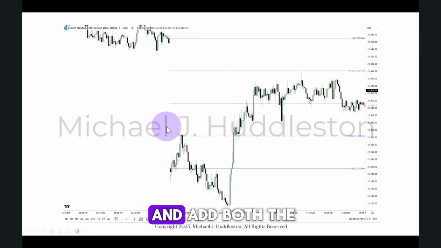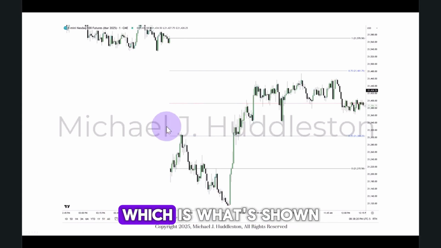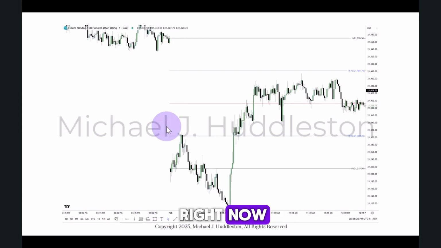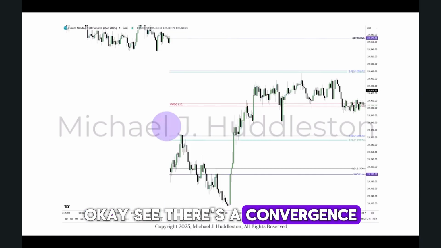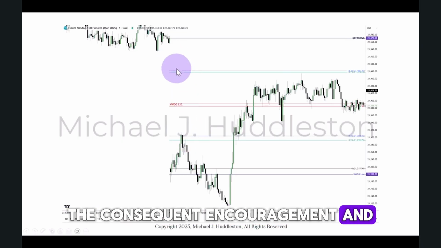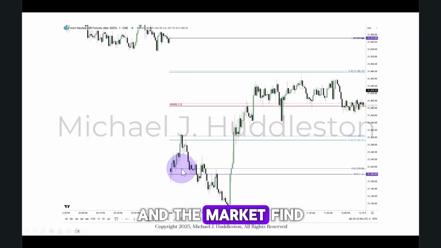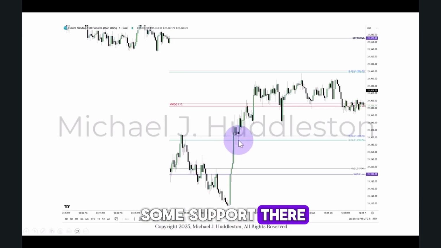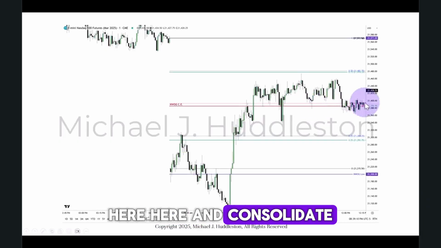Now we're going to blend and add both the new week opening gap and the opening range gap, which is what's shown here in the chart right now. Okay, see there's a convergence of the lower quadrant, the consequent encroachment, and the upper quadrant. And the market finds some support there, here, here, and consolidated into that.